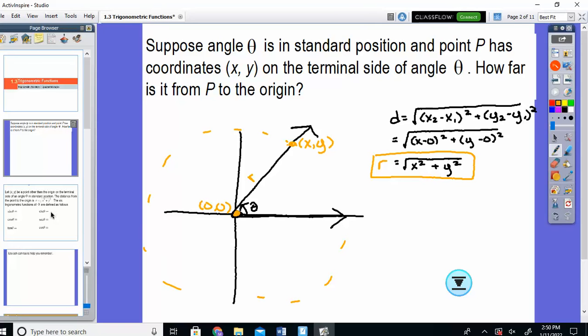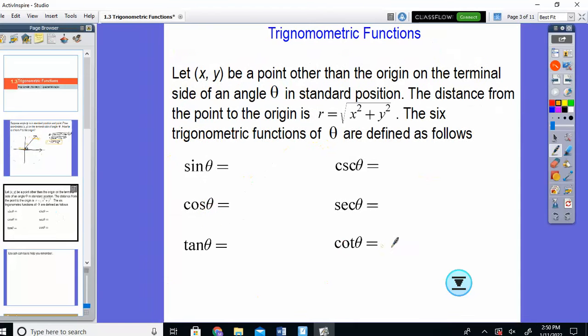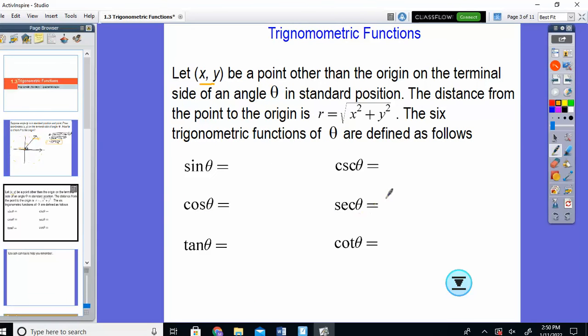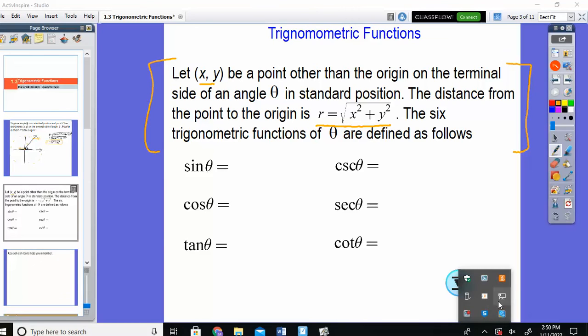Now we are going to write the definitions for the 6 trig functions. The point (x, y) is just any point except the origin on the terminal side. Okay, the origin is on the terminal side, but that doesn't tell us much, so we need some other point. We have already stated that r is going to be the square root of x squared plus y squared. So I'll give you a second to write what you want from this little preface, and then we will go through the 6 definitions. First of all, I want to talk a little bit about how to read these things.